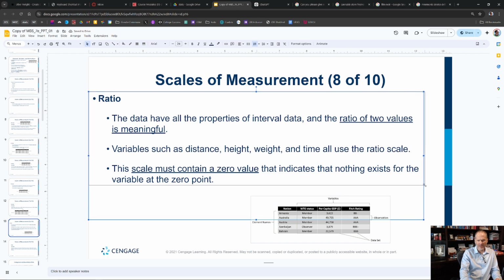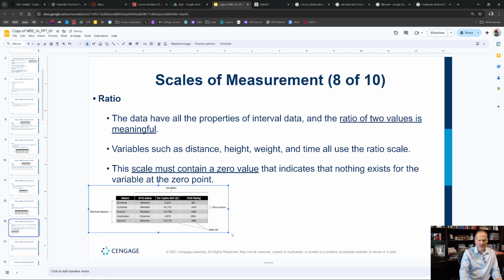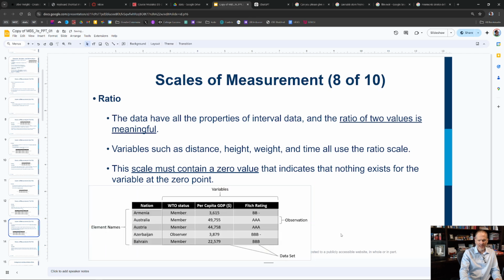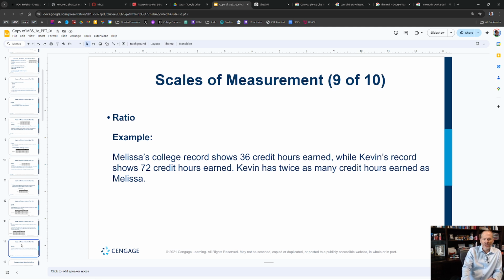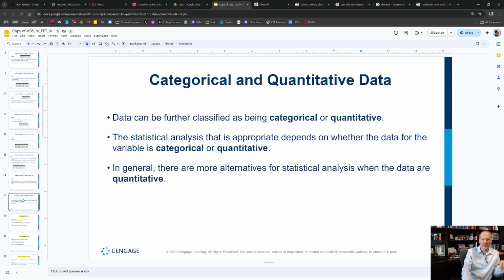But those are all ratio. You have to have that 0 point, and the ratio makes a difference. So here's an example. College records show 36 credit hours earned. So you could have 0 credit hours. You can't have negative credit hours earned, but you start from 0 and you earn up. Well, Kevin's record shows 72 credit hours. Kevin has twice as many credit hours earned as Melissa does, right? So that ratio can be determined.